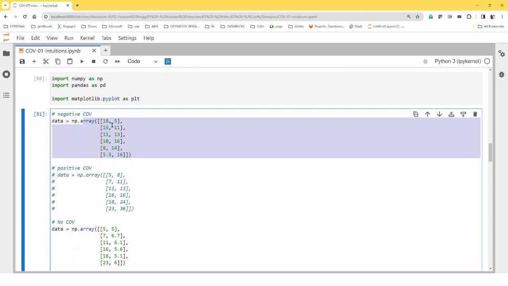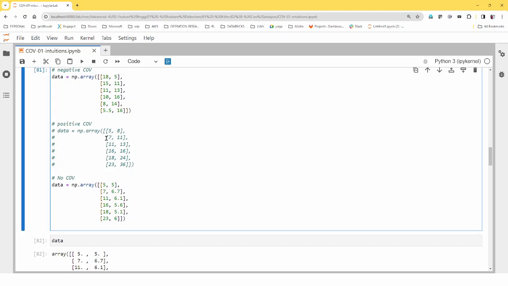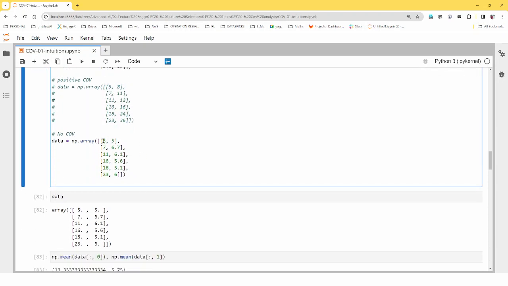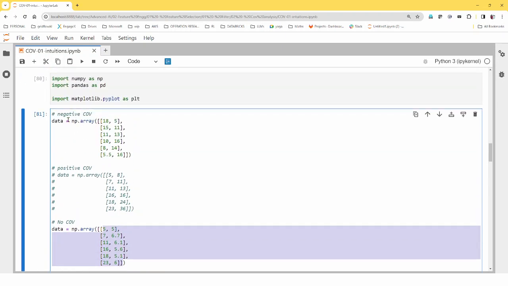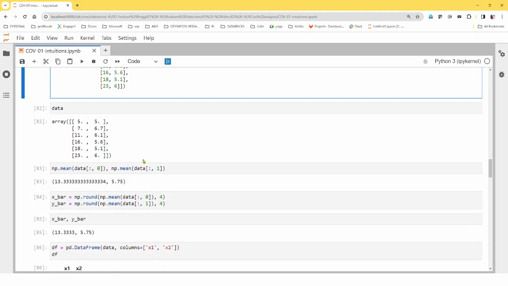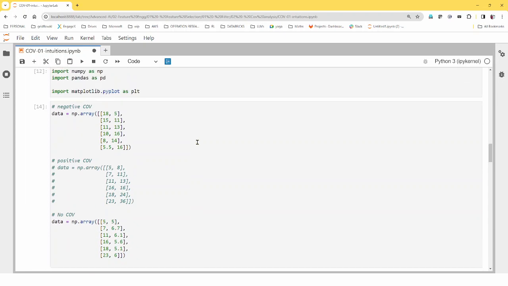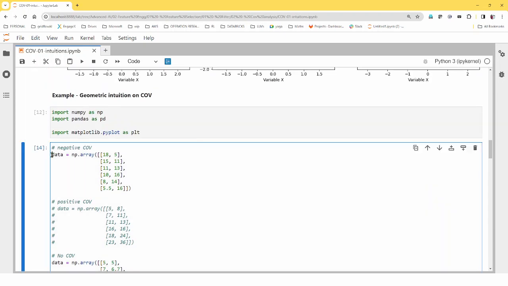This is a negative covariance. That means if you notice the values here, 18, 15, 11, and then the other column is showing an increasing trend. The positive covariance means both of these columns will be increasing in this particular example. Zero covariance means just random values. So let's take, for example, the negative covariance, and then let's see what we see here.